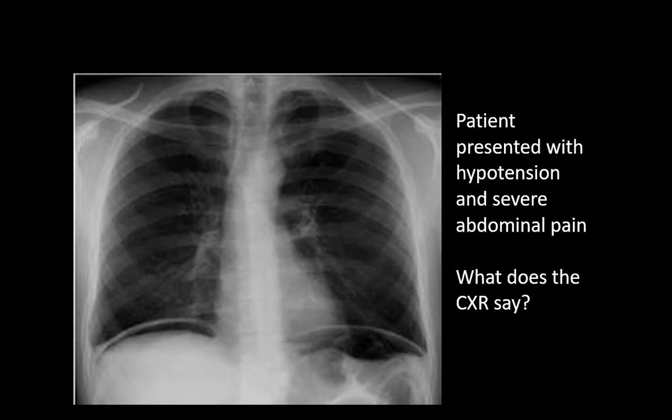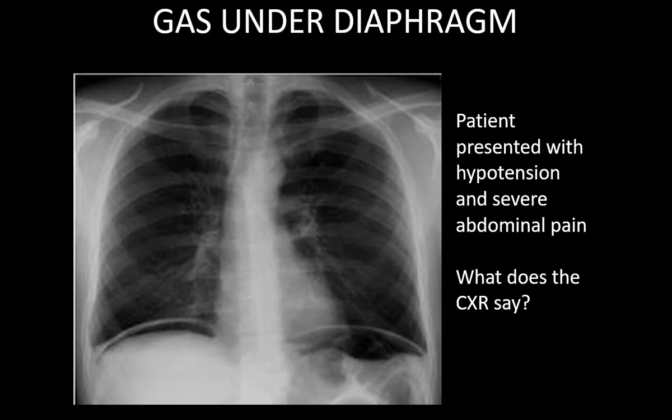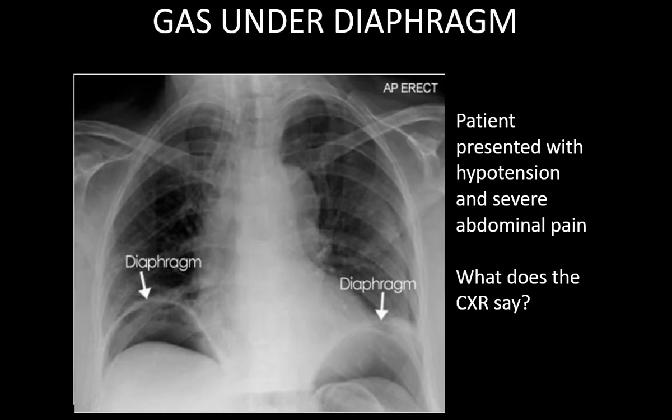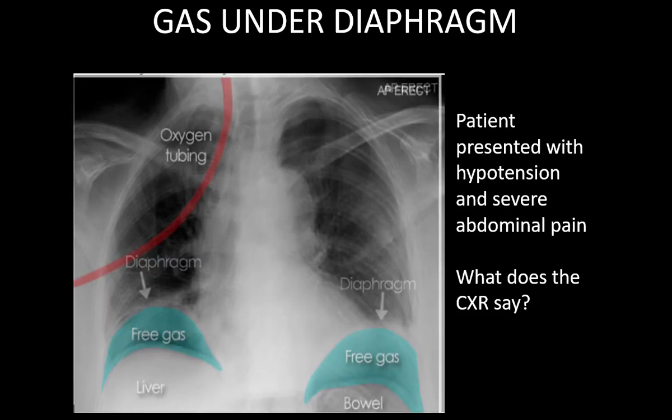A patient presented with hypotension and severe abdominal pain, what does the chest X-ray say? Radiologically there is gas under the diaphragm which could be because of a perforation of a bowel. So you have to locate the diaphragms. This is the gas which is under the diaphragm, and here you are seeing a tubing which could possibly be oxygen tubing which is lying over the chest.